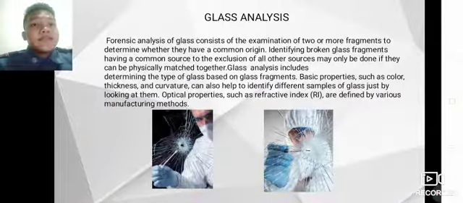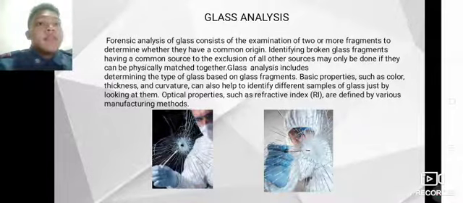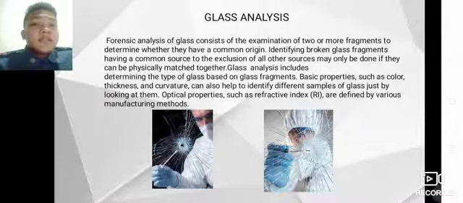Glass analysis. Forensic analysis of glass consists of the examination of two or more fragments to determine whether they have a common origin. Identifying a broken glass fragment as having a common source, to the exclusion of all other sources, may only be done if they can be physically matched together. Glass analysis includes determining the type of glass based on the glass fragment.